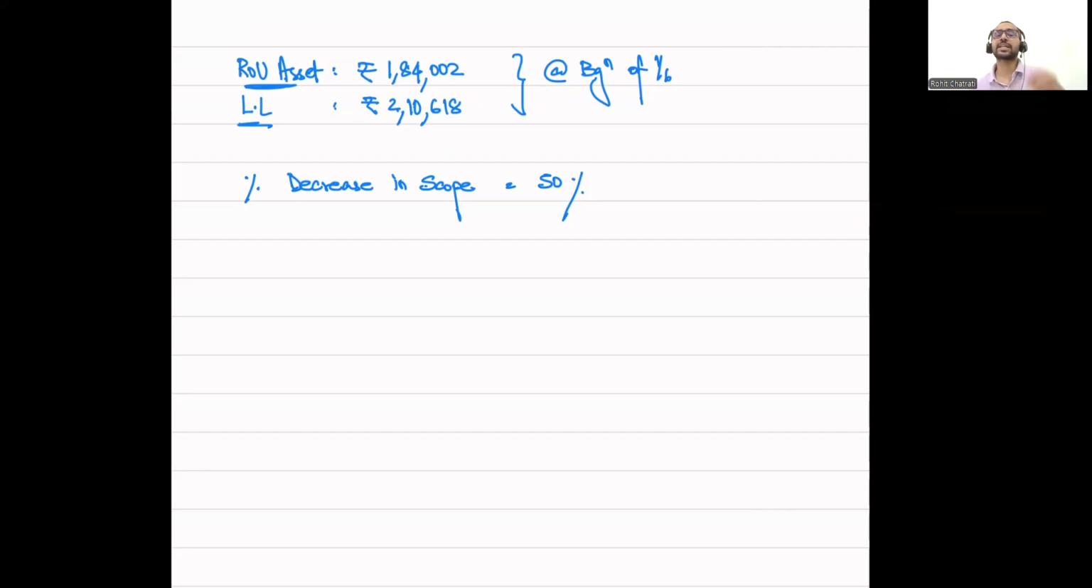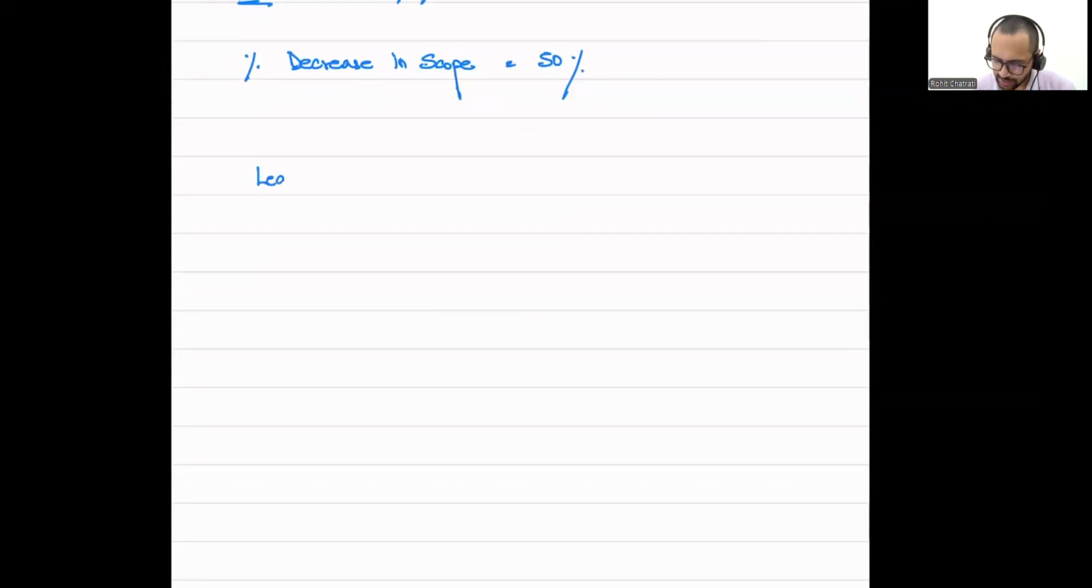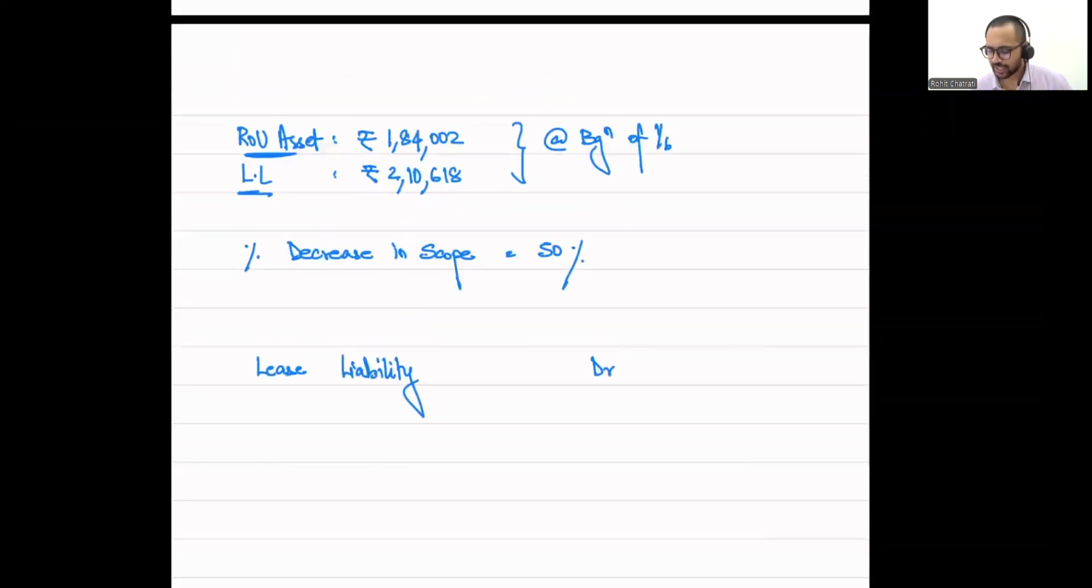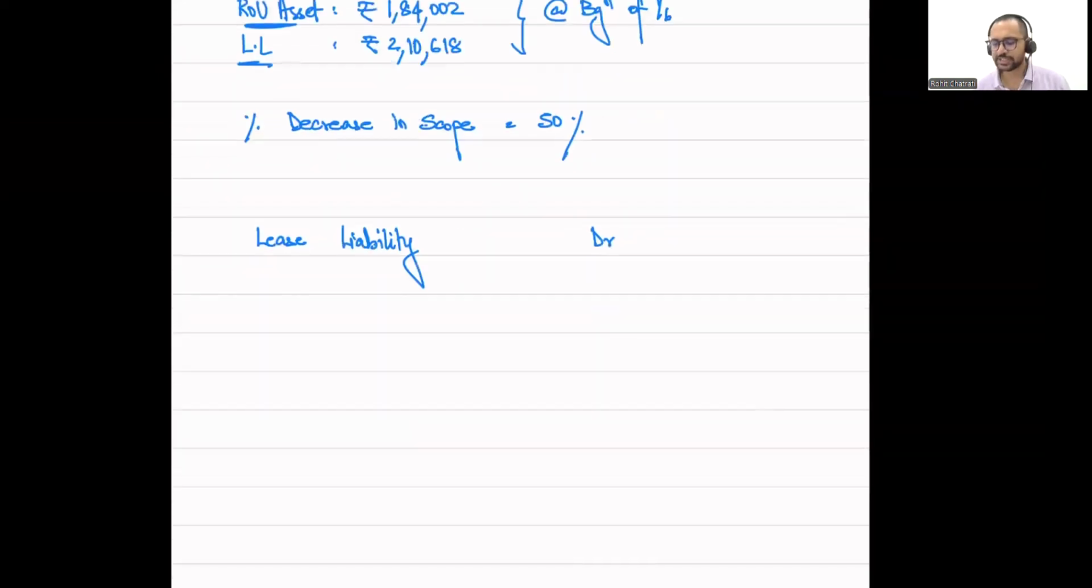Reducing ROU asset basically means that we credit ROU asset. Reduction of lease liability means we debit lease liability. ROU asset we'll credit, lease liability is going to get debited, by 50 percent of the respective amounts. All right, so we will debit lease liability, and the amount that it will be debited will be 2,10,618 multiplied by the percentage decrease, which is 50%.